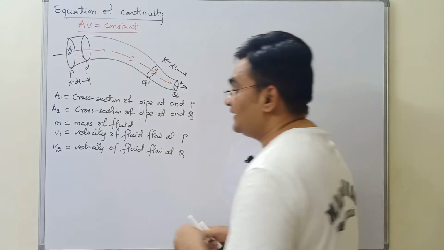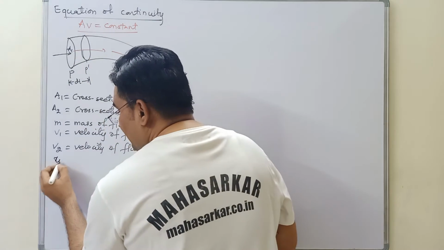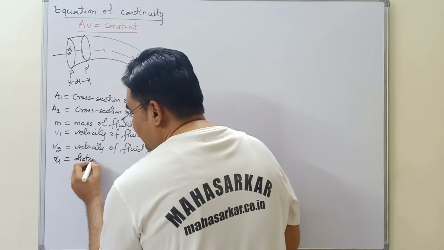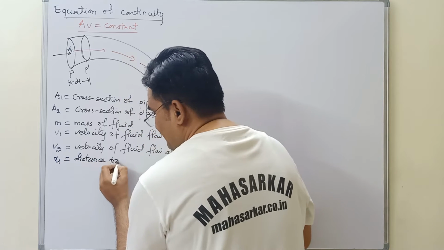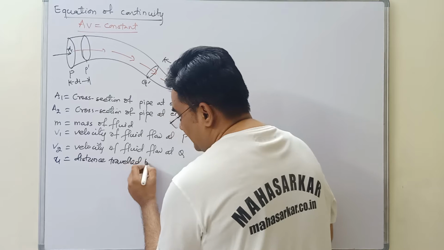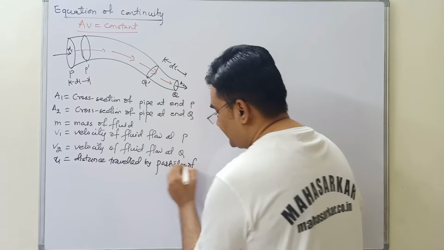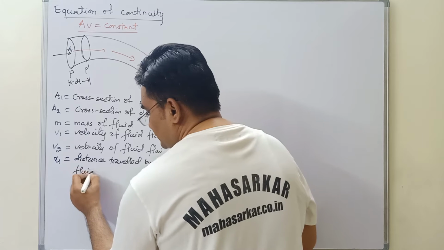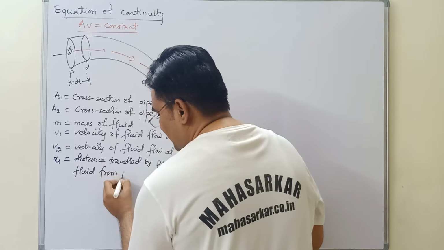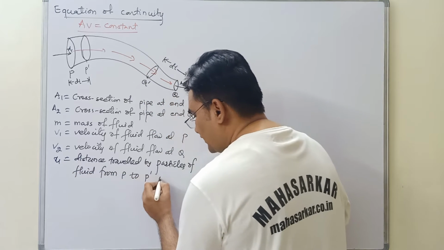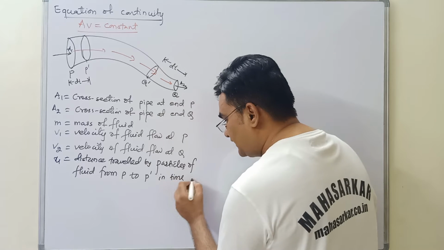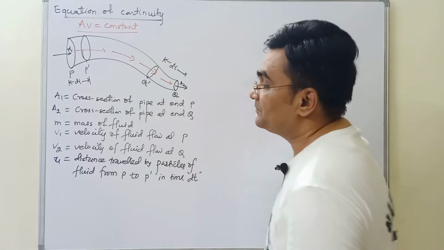Instead they are going to travel different distances. So let x1 be the distance traveled by particle of fluid from P to P dash in time dt. Okay.